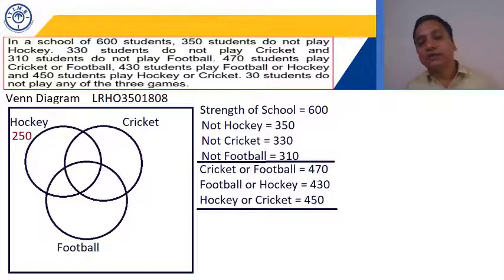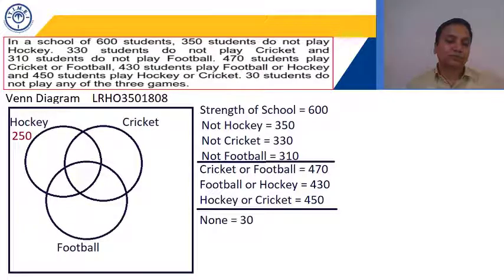Then he says 30 students do not play any of the 3 games. So I think this 30 can be straight away placed. 30 is none. So 30 students play none of the 3, either hockey or cricket or football. We want to avoid making equations. We want to directly fill the diagram. Let's see how we can do this.